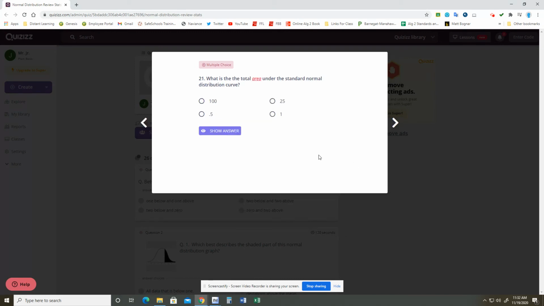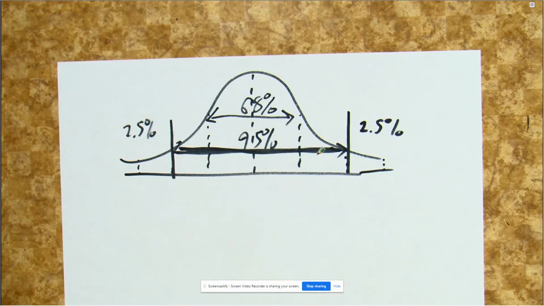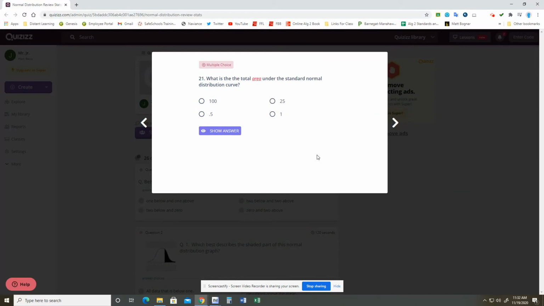Number 21, what is the total area under the standard normal curve? Well, again, I've been talking about all of these percentages, 68%, 95%, if you go out a certain number of standard deviations. If you went out all the way to the left and all the way to the right, that would encompass 100%. But the answer is not 100, because this number is not written as a percentage. 100% would be equal to 1 whole, which is why that is the answer.